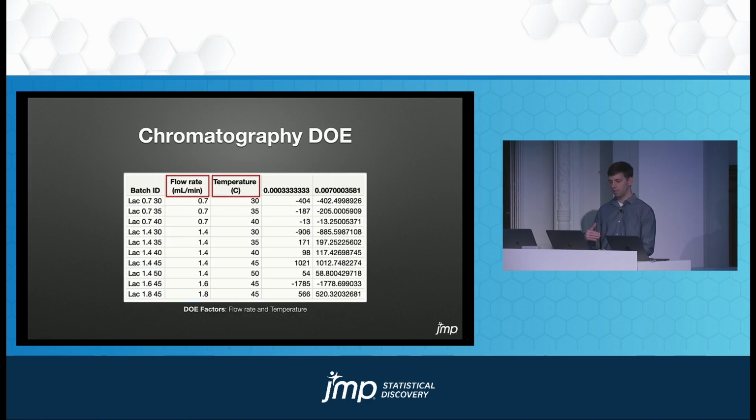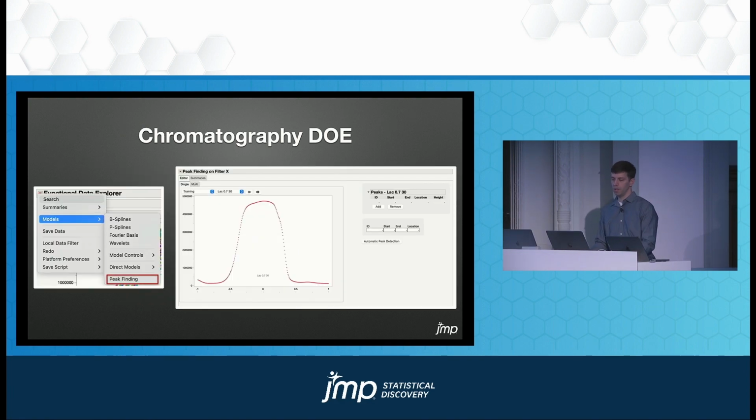So we have 10 runs of this experiment using various combinations of our flow rate and temperature for these batch IDs. When we launch FD in this case, we'll use this Models red triangle menu option again to launch the peak finding interface tool. When you first launch it, you'll be presented with a large display of each individual function that you can toggle through. On the right, we have an editor option where you can add or remove a peak by hand. We have edit boxes so you can change the IDs of these peaks, where they start and end, and their locations. And we also have a tool to perform automatic peak detection with the continuous wavelet transformation.